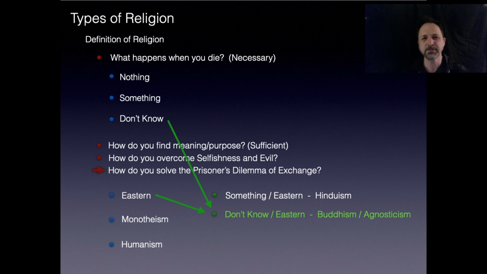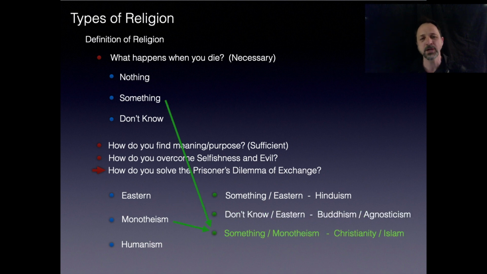Now, Buddhism is primarily a non-theistic religion, and we're going to use it to look at an agnostic form of Buddhism, to look at how an agnostic who answers the question, I don't know what happens when you die, can still be able to overcome death, and still be able to find meaning and purpose, or to overcome that prisoner's dilemma of exchange. They're also going to use the Eastern technique here.